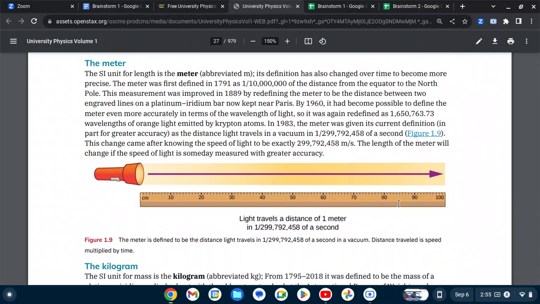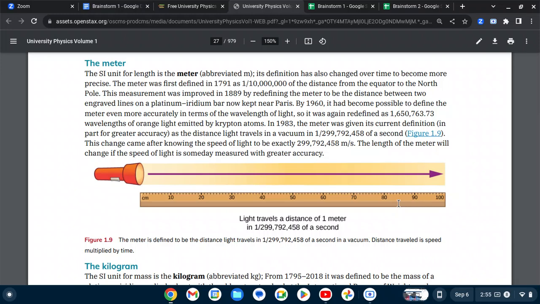The meter. The SI unit for the length is the meter. Its definition has also changed over time to become more precise. The meter was first defined in 1791 as 1/10 millionth of the distance from the equator to the North Pole. This measurement was improved in 1889 by redefining the meter to be the distance between 2 engraved lines on a platinum iridium bar now kept near Paris. By 1960, it had become possible to define the meter even more accurately in terms of the wavelength of light. So it was again redefined as 1,650,763.73 wavelengths of orange light emitted by krypton atoms.